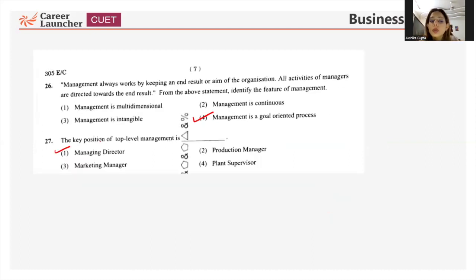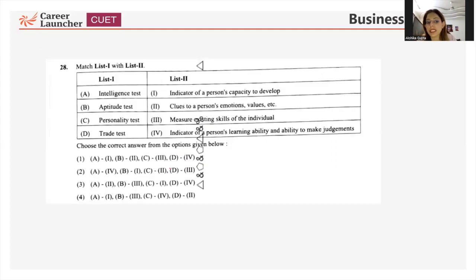Then management always works keeping an end result or aim of the organization in view. We all know what the target is this year that we have to achieve. So it is a goal-oriented process. So every person, whether an individual or the organization, always has some end result or aim for which they are working. Then the key positions: top level management is managing director; production manager, middle level; plant supervisor, middle level; and marketing manager, again middle level.